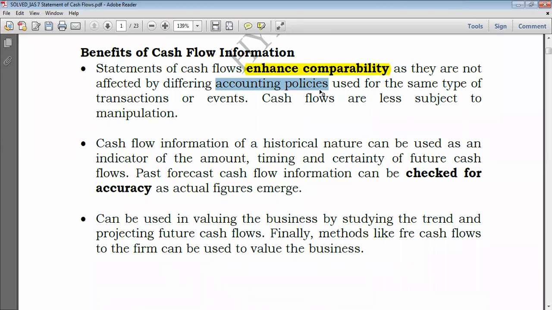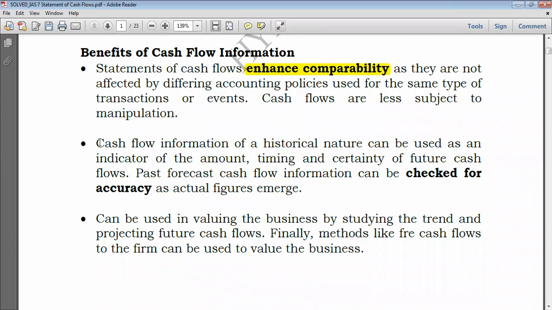But for cash flows, this won't be the case. So it won't be affected by the differing accounting policies. Also, cash flows are less subject to manipulation. With things like profit, someone can just change accounting policies, or use a depreciation method that charges depreciation at a slower rate. And so comparability becomes very difficult when comparing different companies. So simply speaking, cash flows enhance comparability.